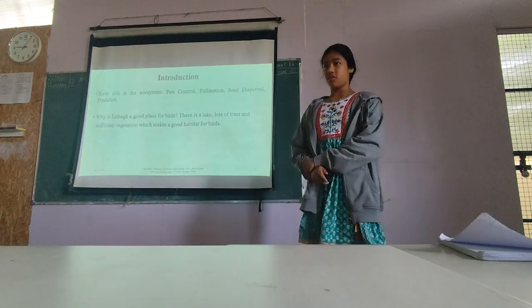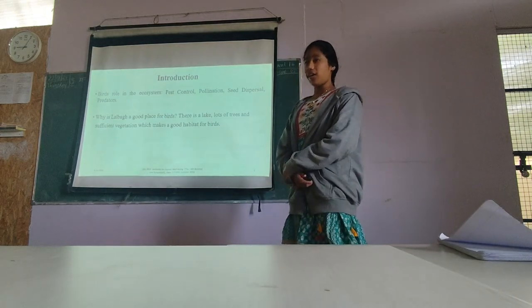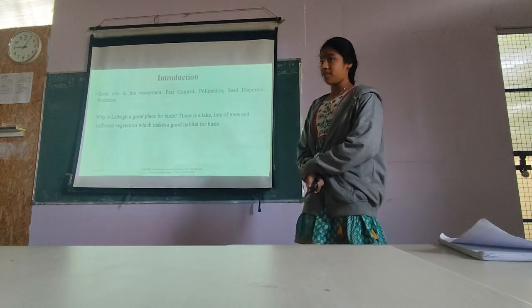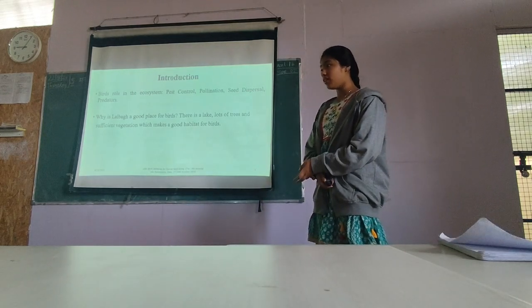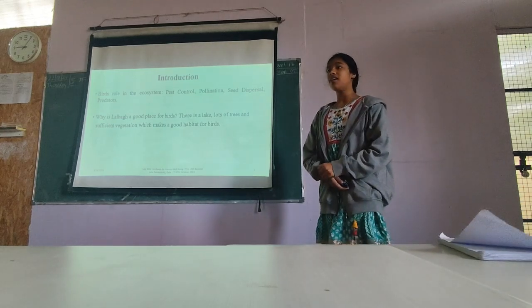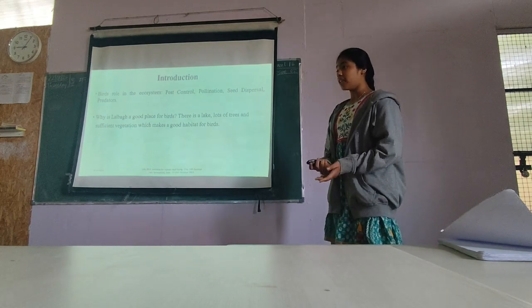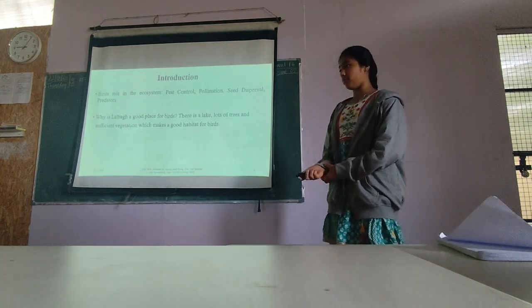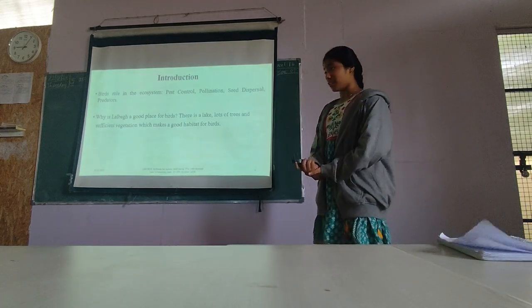So what are birds' roles in our ecosystem? So there is pollination and seed dispersal. Seed dispersal is when the birds eat a fruit and they disperse the seed in the form of excretion, and when the birds are flying everywhere, it widely spreads the species of fruit or plant. And then it's pest control.